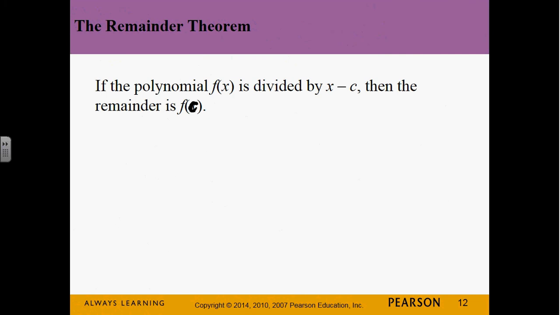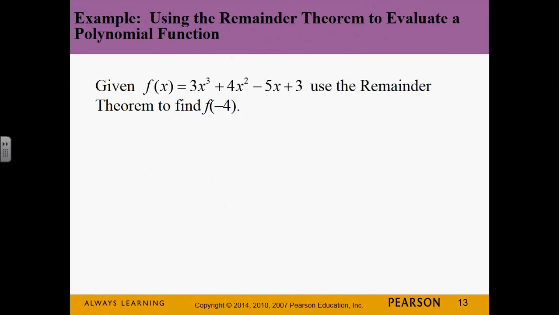So what does that mean? Given f of x equals 3x cubed plus 4x squared minus 5x plus 3, use the remainder theorem to find f of negative 4. So f of negative 4, that's f of c. That means that c is negative 4. So if I do synthetic division on this using c equals negative 4, whatever the remainder is will be f of negative 4. Okay? So I'm going to say negative 4 into 3, 4, negative 5, 3.